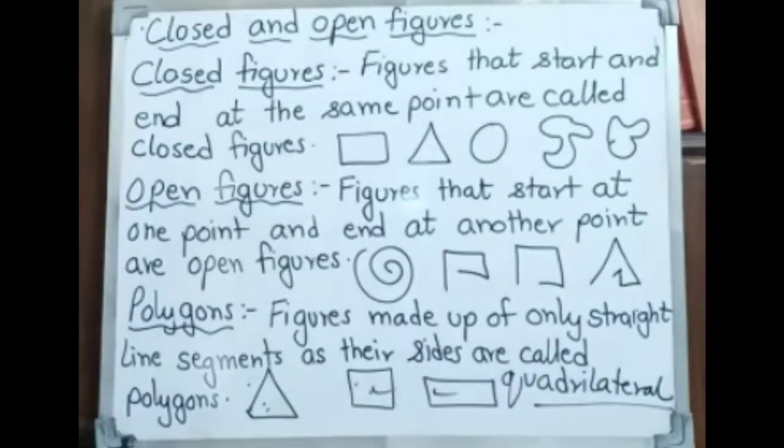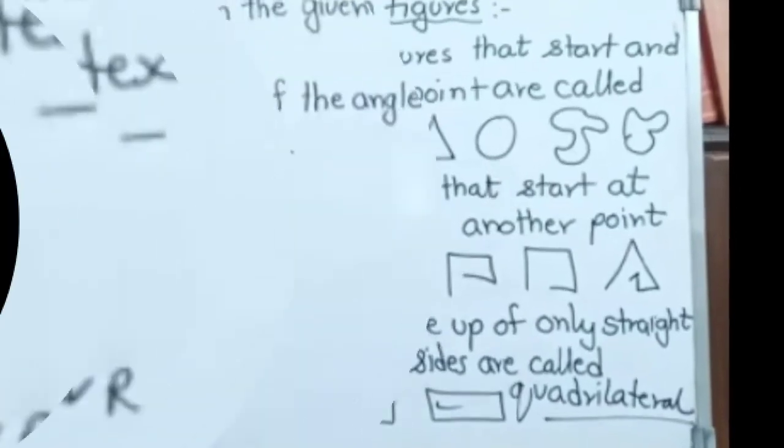So closed and open figures, polygons, and then angles. More about angles, that is exterior and interior of angles. So these are the points of angles. When you form an angle, then you have to name it. In our next term we will do this.